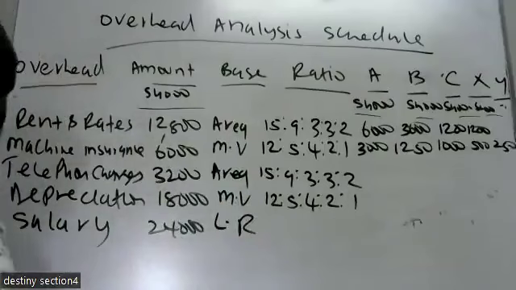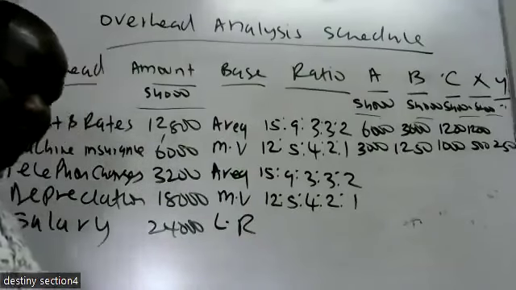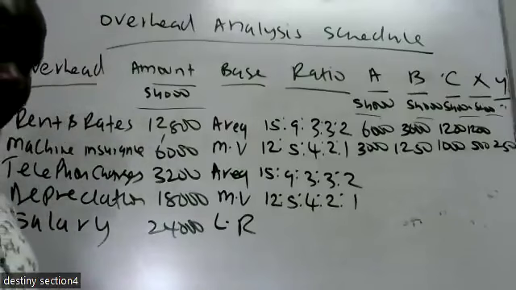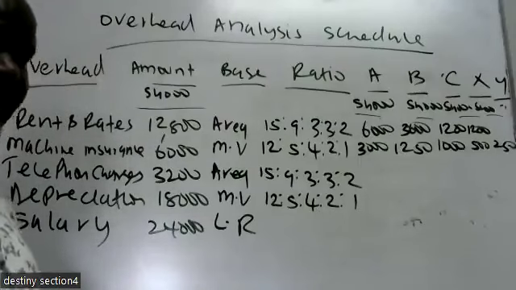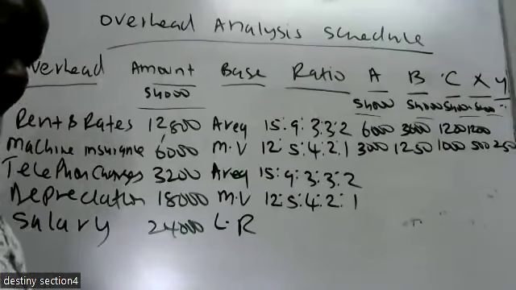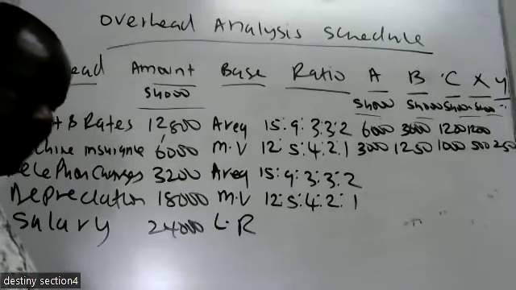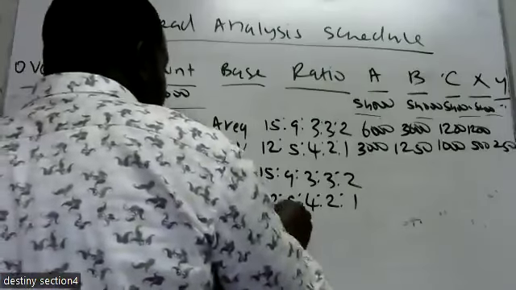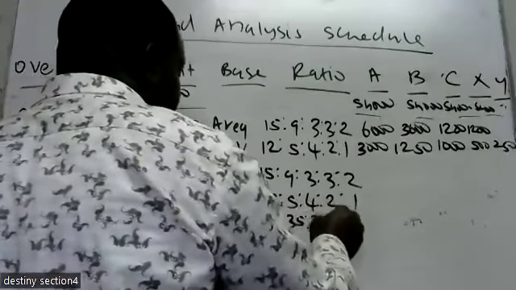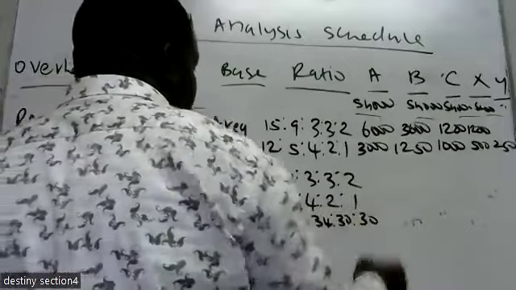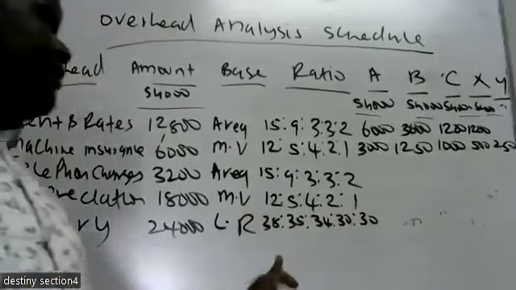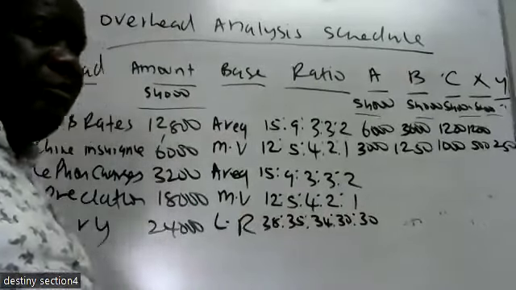There is 380, 350, 340, 300, and also 300. So the least common multiple will be 100. We don't want a decimal point, so you reduce them. So we have 38, 35, 34, 30, and 30. You will add them up, so if you apportion that.